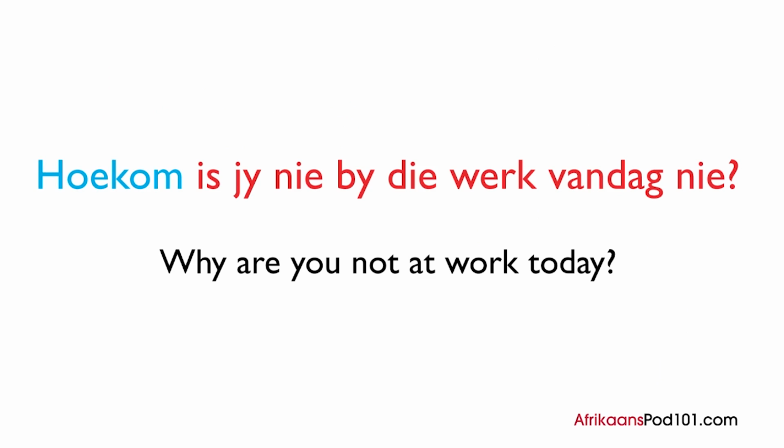First we have hoekom, which is Afrikaans for why. Next comes the verb is, which means are. Remember, unlike the English verb to be, which changes to is, am, or are depending on the subject, the Afrikaans is doesn't change. After is comes jy, which is the word for you. Then comes nie, which is not, followed by die werk, meaning at work, and vandag, which is today. Finally, negative sentences in Afrikaans have the double nie, as you've learned before, so we put another nie at the end of the sentence. Altogether, it's hoekom is jy nie by die werk vandag nie?